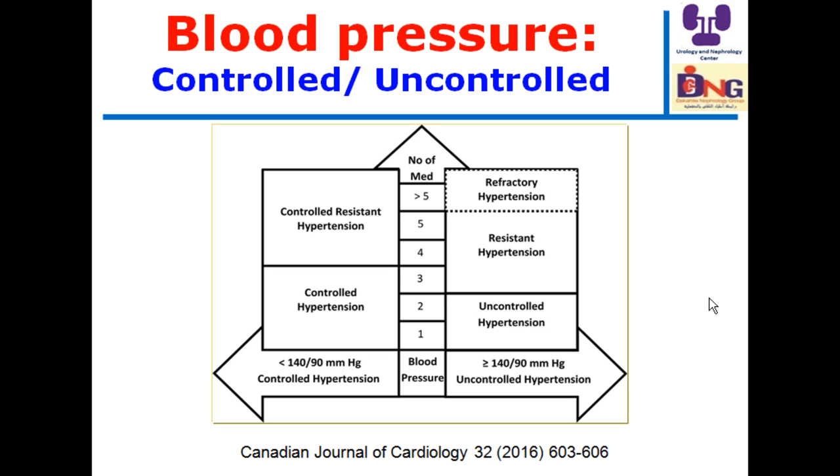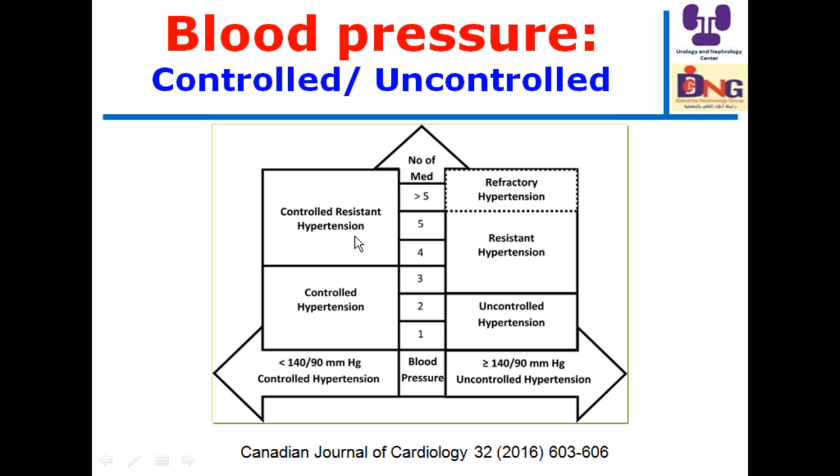This is a very interesting point to look at: the measurement of blood pressure, response to antihypertensive medication, and number of medications used by the patient. If blood pressure is less than 140/90, this is office blood pressure controlled. If it is above 140/90, this is uncontrolled. So if it is controlled by 3 drugs, this is controlled hypertension. If it is controlled with the use of more than 3 drugs, this is controlled resistant hypertension.